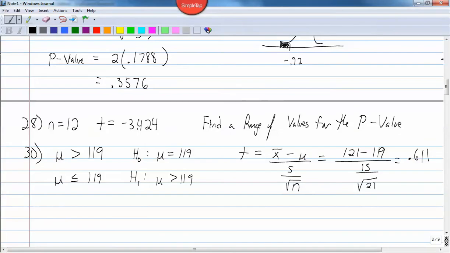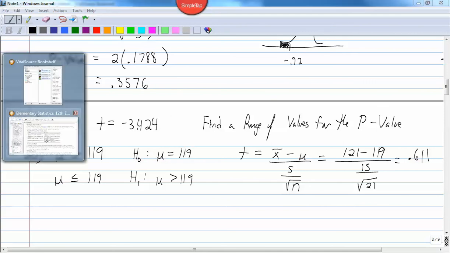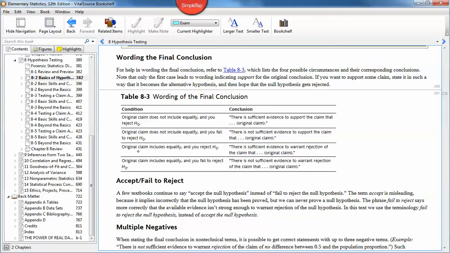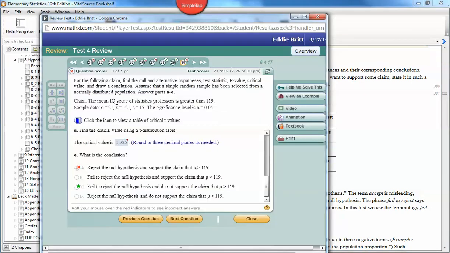Our original claim was greater than 119. So we failed to reject the null hypothesis. So it was not our original claim. Does the original claim include equality or not? It didn't. The original claim was greater than, so the original claim does not include equality. And then did we reject or fail to reject? We failed to reject. There is not sufficient evidence to support the claim that, and then we have our final answer.